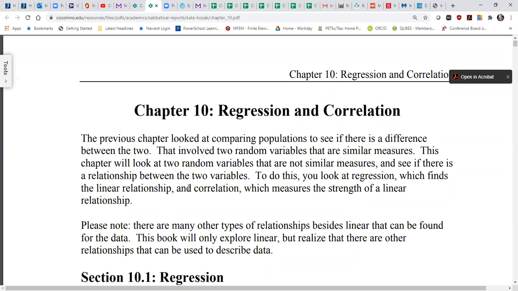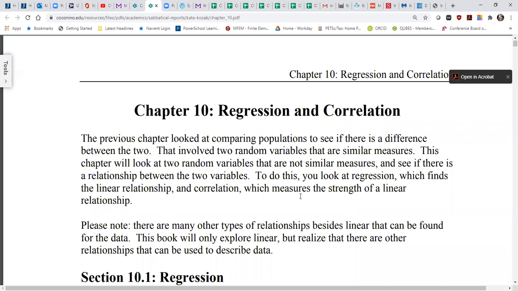In order to compare the two populations, we have two random variables that are similar measures. So in this chapter, we will look at two random variables that are not similar and see if there is a relationship between the two variables. To do this, we need to look at regression, which finds the linear relationship, and correlation, which measures the strength of the linear relationship.